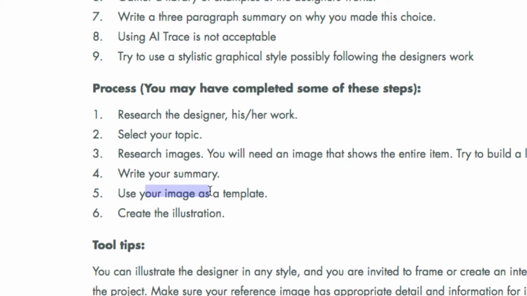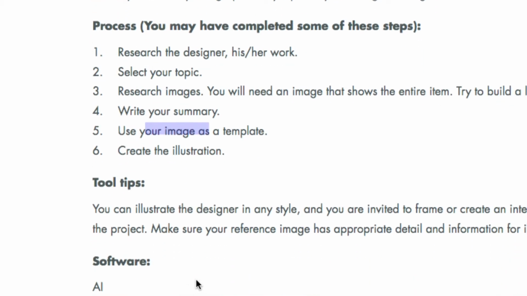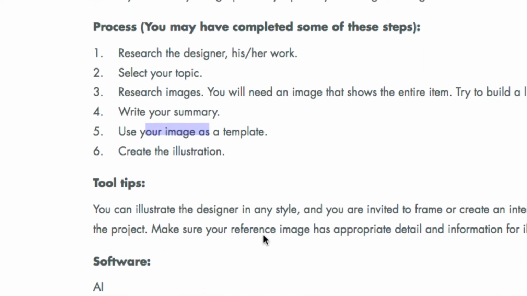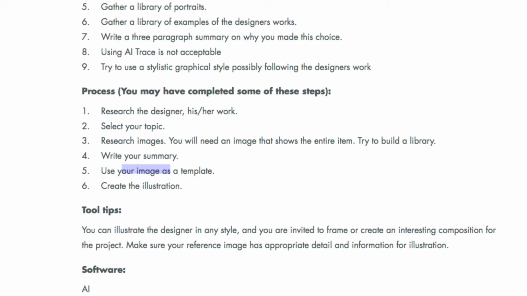So you've gathered a library of portraits of your subject matter. I want you to pick one portrait. One. You're only illustrating one. You're going to pick one portrait, and that's what you're going to illustrate. And so you're going to create the illustration. You can illustrate the designer in any style, and you are invited to frame or create an interesting composition as long as it's shoulders up for the project.